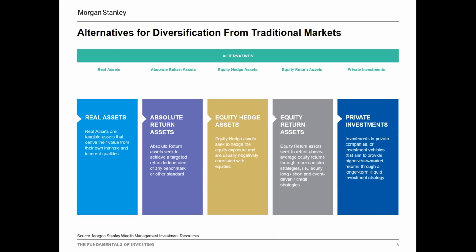Equity return assets are there in the silver or gray color on the screen towards the right, and these seek to return above average equity returns through more complex investment strategies. Then lastly, as you see in blue on the far right, private investments will include investments in private companies or investment vehicles that aim to provide higher than market returns through a longer term illiquid investment strategy. Investing in alternatives may offer qualified investors the opportunity to diversify their portfolios and to help reduce overall portfolio volatility.